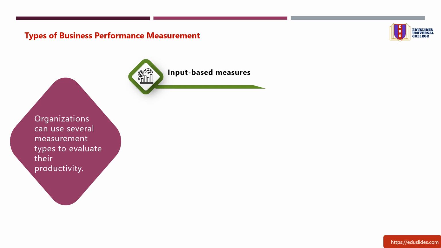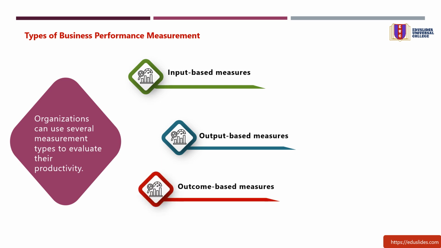For example, it includes the time, money, or workforce used to achieve a specific objective. 2. Output-based measures. Output-based measures focus on the tangible results of a particular activity or process. Examples include the number of products produced, the number of customers served, or the amount of revenue generated. 3. Outcome-based measures. Outcome-based measures focus on the impact of a particular activity or process on a specific objective or goal. Examples include the effect on customer satisfaction, employee engagement, and environmental sustainability.